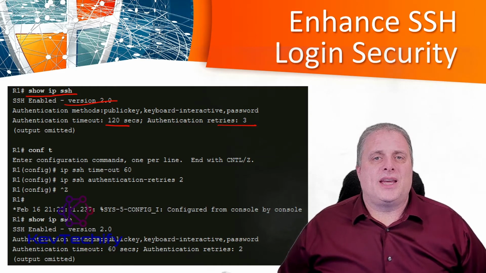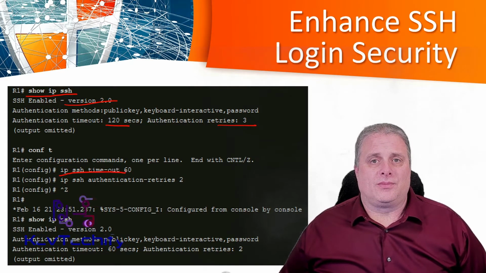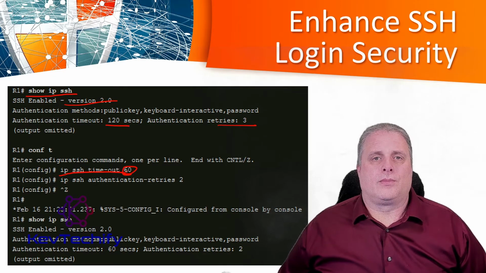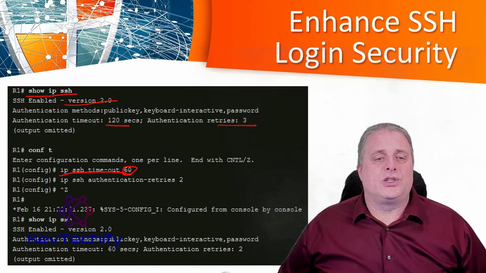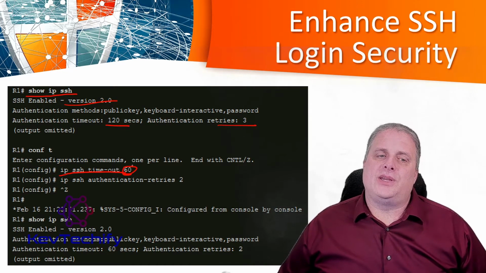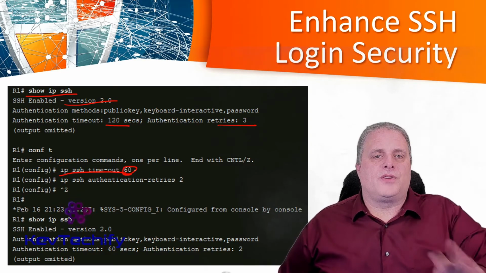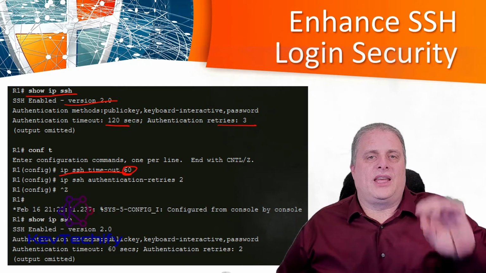Use the ip ssh timeout command. So down here, global configuration mode, ip ssh timeout, and then the number of seconds, to modify the default 120 seconds. So default is 120 seconds. You set the timeout to be something less, like 60 seconds here. Now this configures the number of seconds that SSH can use the authenticated user.